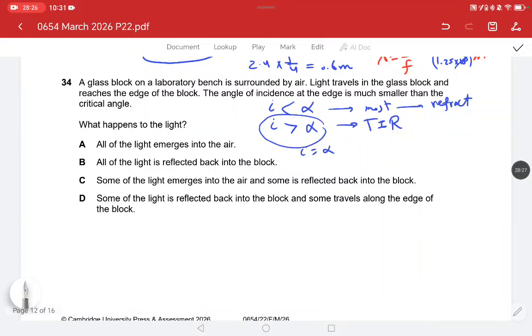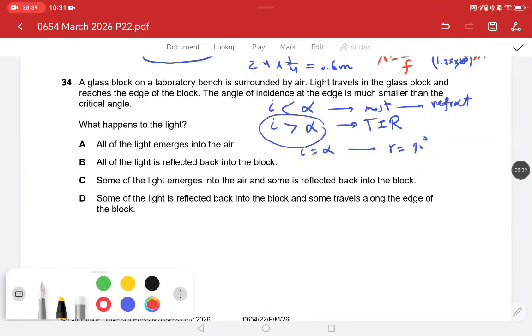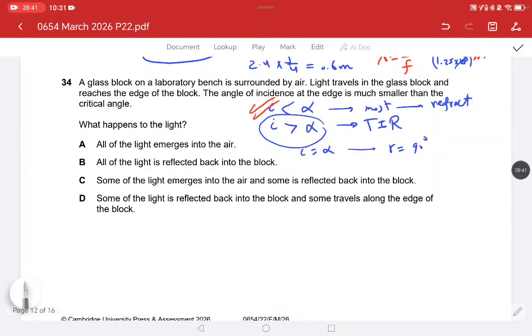This one, we will have 90 degrees refraction. So the refraction angle will be 90 degrees. It will be on the boundary. So which case are we talking about here? We are talking about the first case, this one, where it's less. So most will refract. So the first one, all of the light emerges into the air.